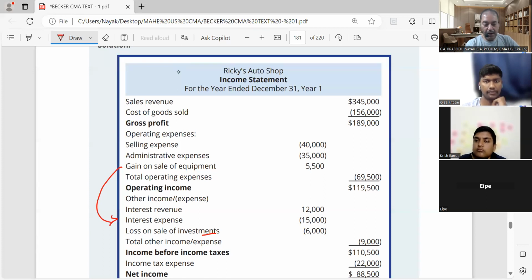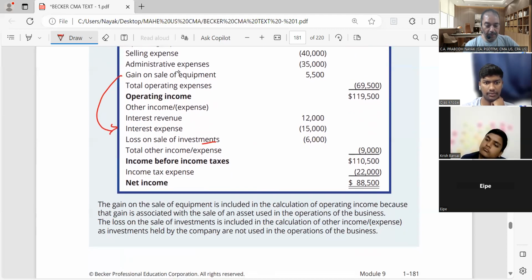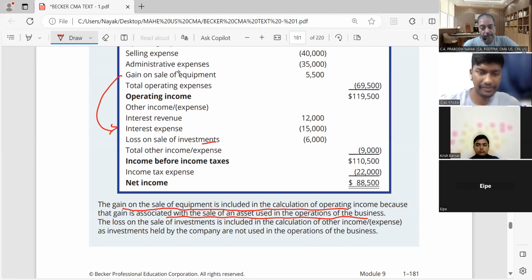So I think it is an error which will be coming in the non-operating part. See, what they have said is that it is included in the calculation because it is associated with the sale of an asset used in the operations. But normally it is not, because I can argue the same thing, that a loan is taken for purchase of machinery, which is required for the business. Or I can say that the loan has been taken for working capital purpose. Now that you can't deny. So working capital purpose means it is required for business. Okay, so if you take that argument, then everything will be operating.